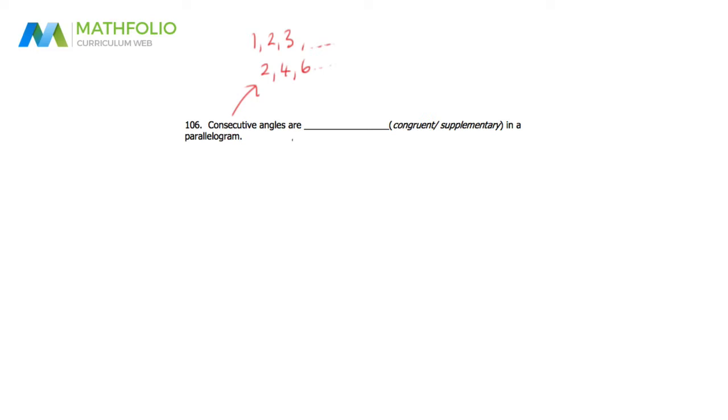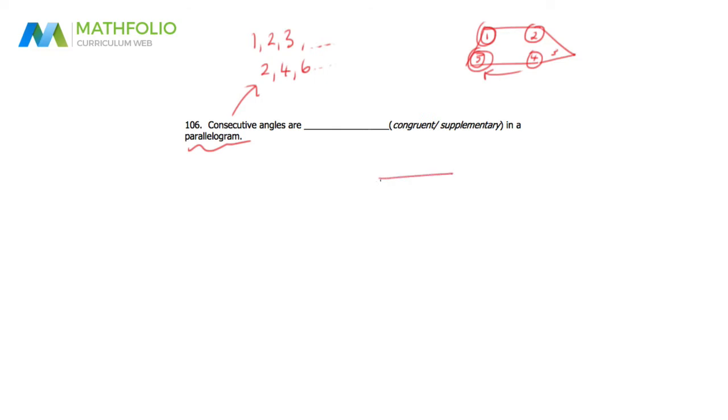So when we're talking about consecutive angles, and it could be any shape, what we're really talking about is angles that are next to each other. So this and this would be consecutive, or 5 and the 1 would also be consecutive, or 4 and the 5, just right next to each other, they're consecutive. So consecutive angles are blank in a parallelogram.